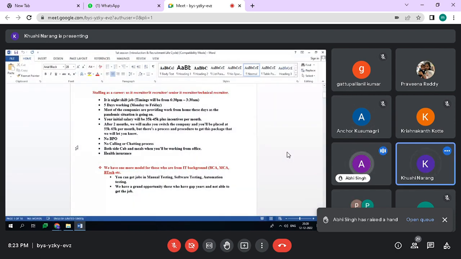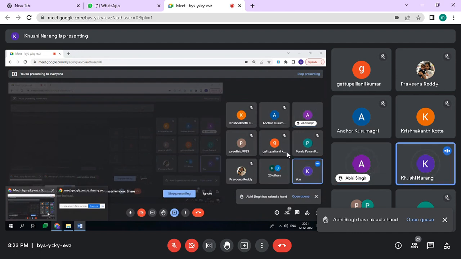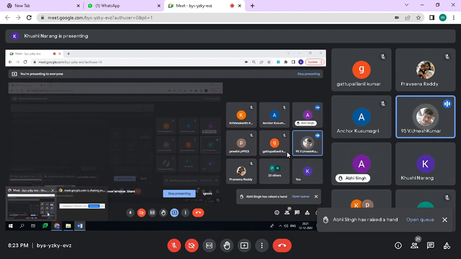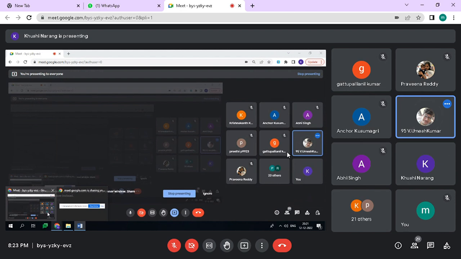Question: how far is the cab facility, what is the radius, and where are the companies located? It depends on the organization, on whom they want to give the cab facility to. I guess it's for women most of the time, but it depends on the organization. While you're giving the interview, you can ask these questions to the interviewer. Okay.